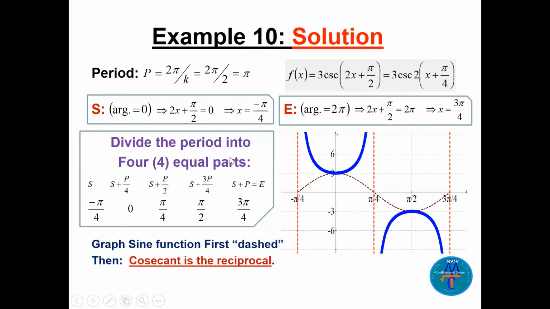And then you can divide the period into 4 equal parts like we did in the sine, in lecture 15. So it will be minus pi over 4, 0, pi over 4, pi over 2, 3 pi over 4. Then when you draw the sine, you draw it dashed. Then the cosecant goes above 3, because the coefficient here of the cosecant, which is a, is 3, and then below minus 3.